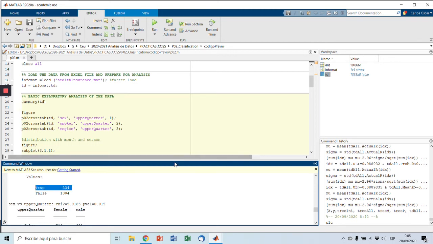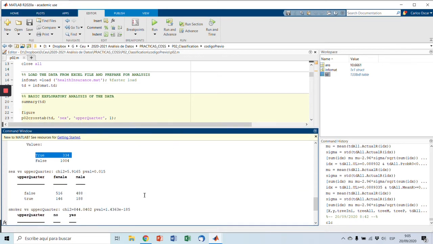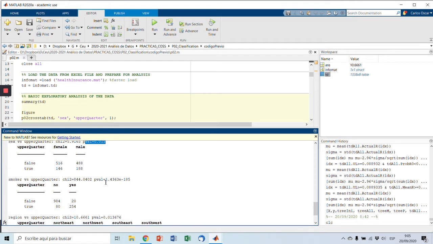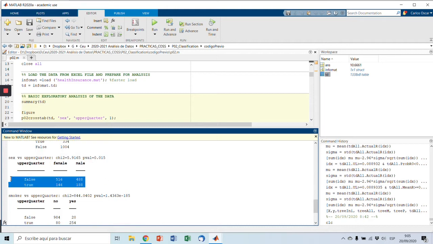Then we can compare what are the relationships between variables. So we can see, for instance, what is the relationship between sex and upper quarter. We construct the contingency table, and in this contingency table we can compute whether the two variables are independent from each other. We do that through a chi-squared test. The p-value of that test is 1.5%. So this is low, and we think that there is a relationship between the two. Being in the upper quarter is not independent of being male or female.